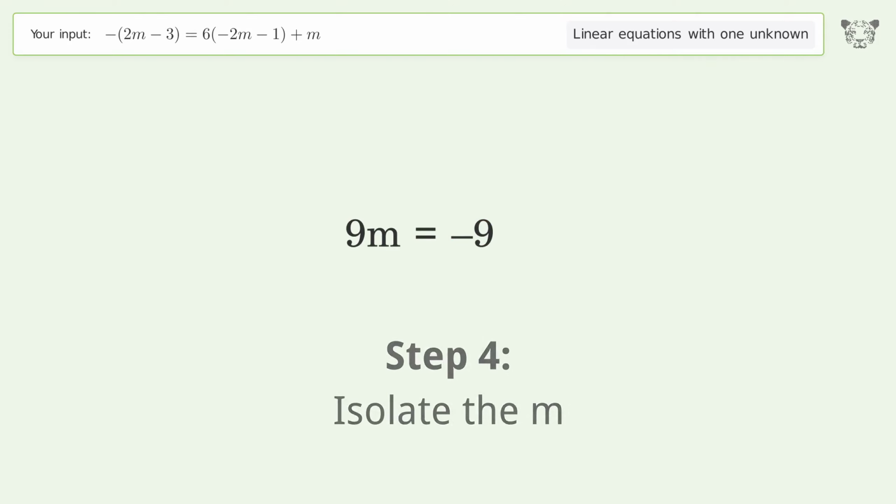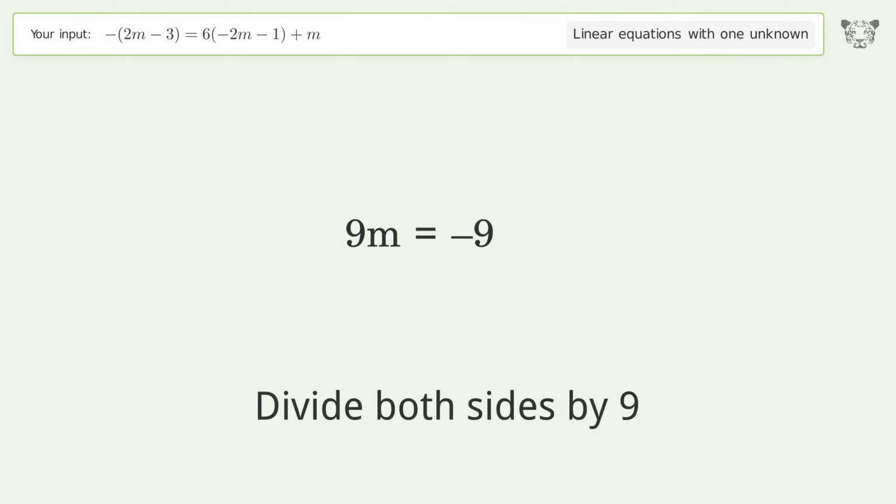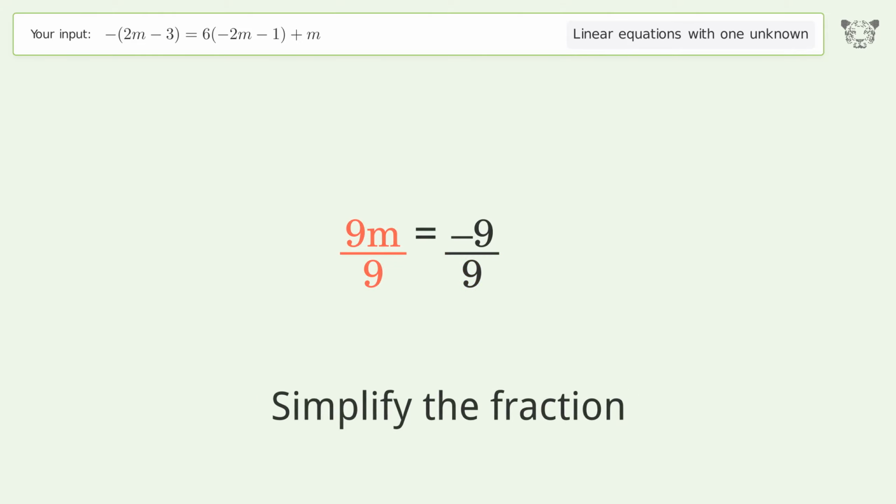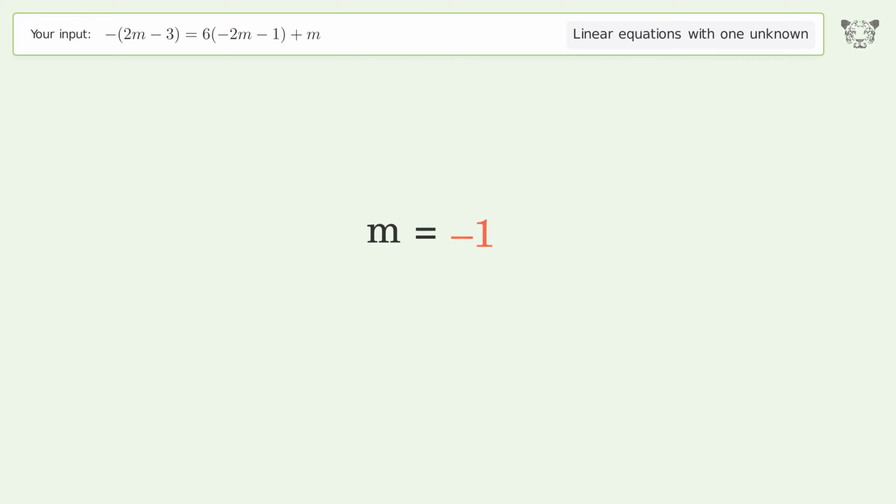Isolate the m. Divide both sides by 9. Simplify the fraction. And so the final result is m equals -1.